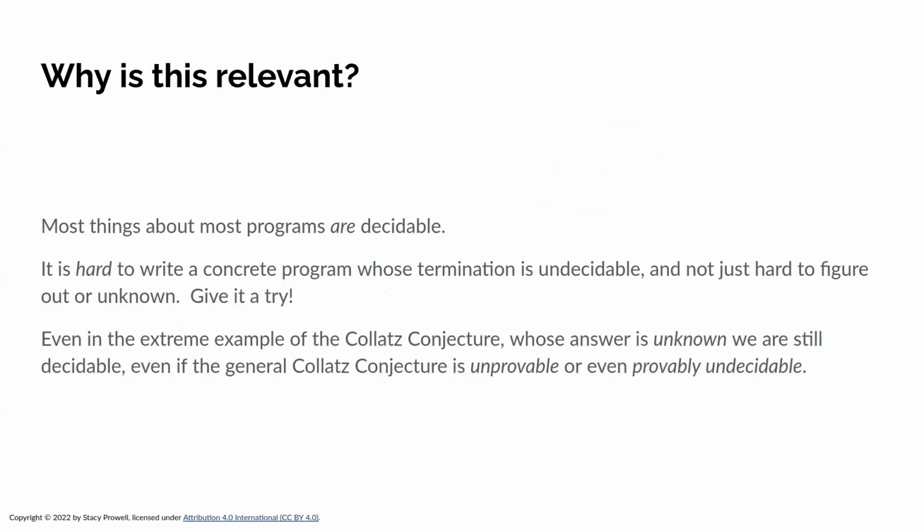So why is all this relevant? Well, it turns out that most things about most programs are decidable. Not everything, of course, and again, there's an infinite array of things that are undecidable, but a lot of things about most programs are decidable, right? Interesting things about all programs, now we're in the undecidable class, right?